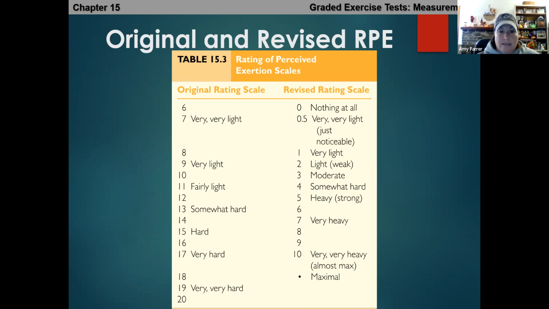When we look at this, I understand that the revised is the 0 to 10. The original was that 6 to 20. I've given both to patients and they do better with the 6 to 20. So I generally will use the original RPE scale because I feel like that gives them more options. So a test question would be, what is the original RPE scale? It's the 6 to 20, not the revised. Know the differences.